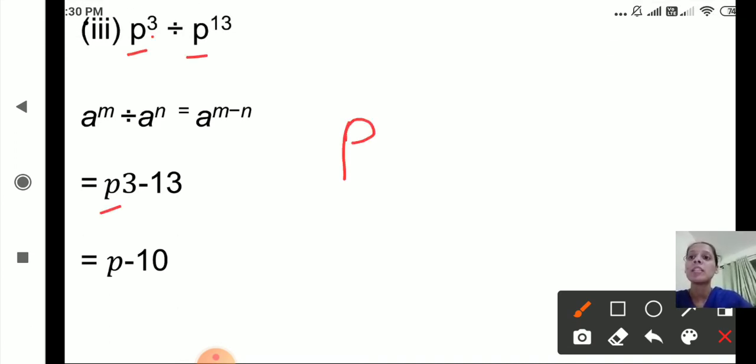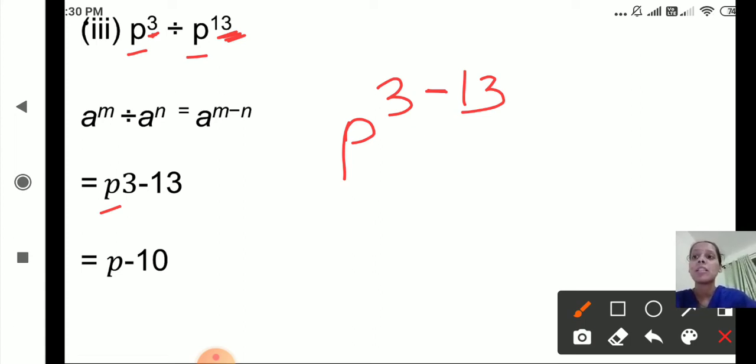Now what is the index here? This is 3, here it is 13. So while writing also, don't write 13 first and then 3. What is the first index? 3. So first we'll write down 3. What is the second index? 13. So in between a minus sign and we'll write down 13. Don't write p raised to 13 minus 3. As it is given in the question, in that order only you will write.